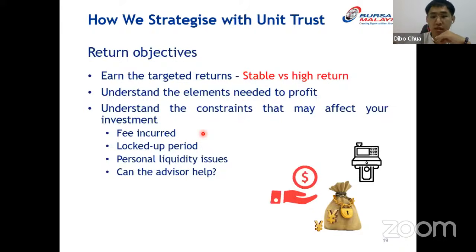So if this is the situation of your unit trust, you might have to consider again before investing, because a 5% sale charge is a very, very high cost. And then the lockup period as well.